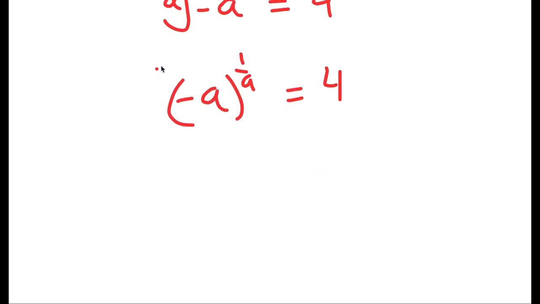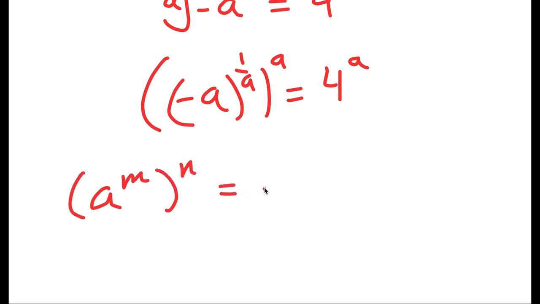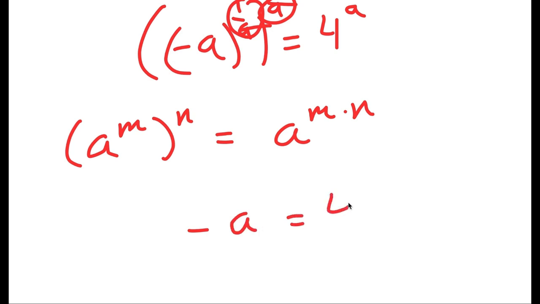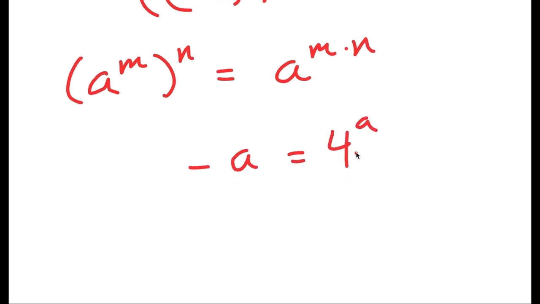But this time, I'm going to take the power of a on both sides. And remember, if I have something in the form a to the power of m to the power of n, this is equal to a to the power of m times n. Meaning these two multiply and cancel out. So I get negative a is equal to 4 to the power of a.